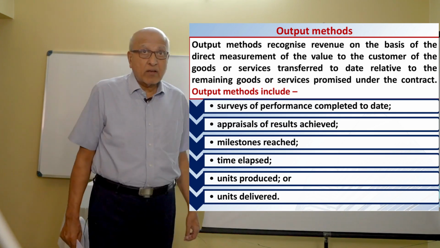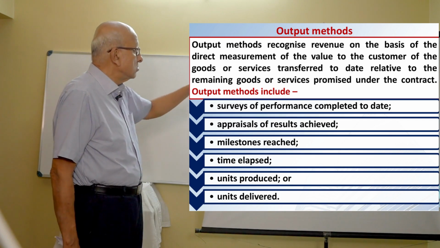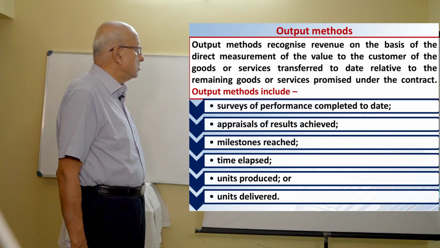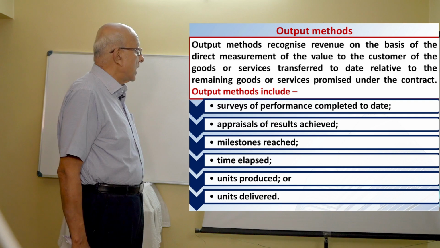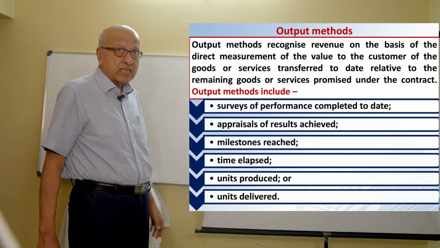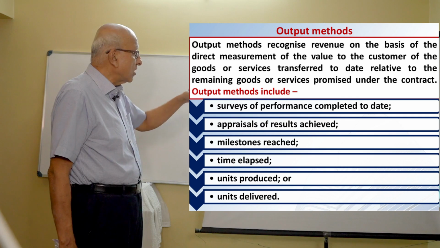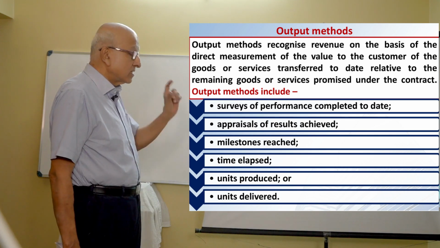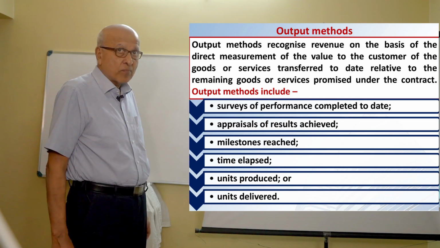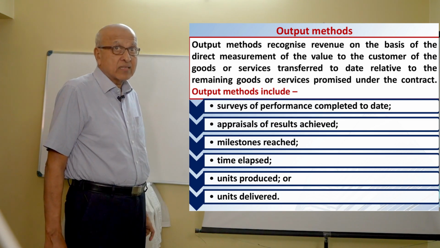What is the total value? Value of goods and services that has to be transferred to the customer. And what is the value that has already been transferred? That is the percentage of completion. Revenue is recognized at that percentage.